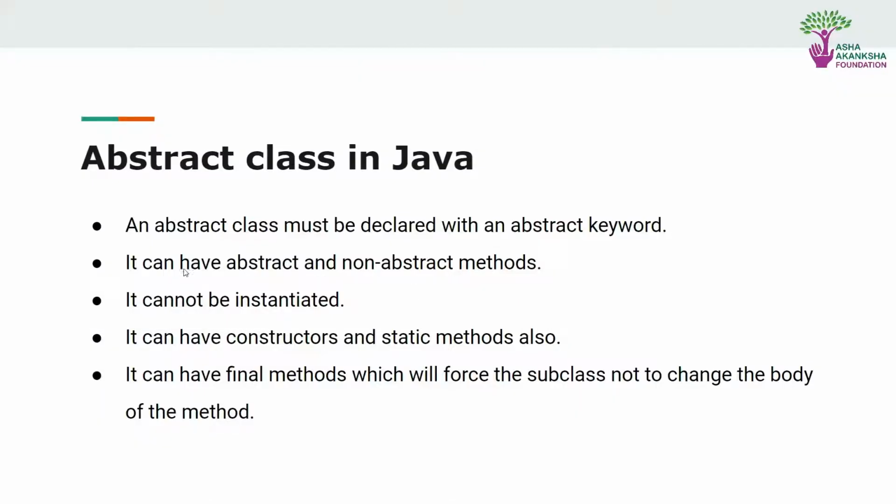So this is the first point. Then it can have abstract and non-abstract methods. Just like classes, methods can also be abstract and non-abstract. So an abstract class can have both abstract methods as well as non-abstract methods. We'll look further into what abstract methods are. Then one of the main things is that abstract classes cannot be instantiated.